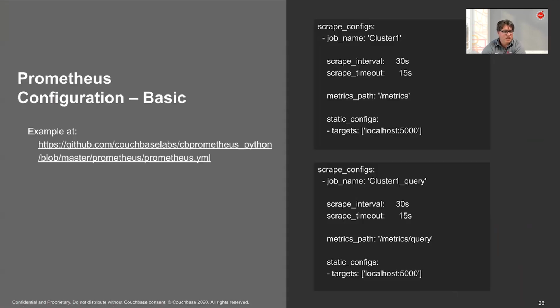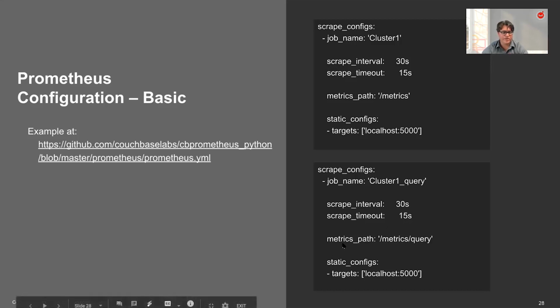All right, Prometheus. If any of you have run Prometheus, you've seen Prometheus configuration files. There's an example Prometheus configuration file in our cbprometheus_python Git repo, and this is what the simplest configuration looks like. You've got a scrape config set up with the job name of cluster 1. We're going to scrape every 30 seconds, and if it takes longer than 15 seconds, we're going to time out. It's going to scrape the /metrics path of our target, localhost port 5000. In this case, this wouldn't actually do anything useful, but hopefully you get the idea.